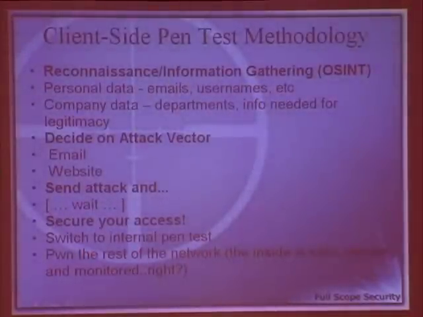So what we propose in this client-side pen test methodology is we do a lot more upfront, a lot more reconnaissance, a lot more information gathering. We use open source tools like Maltego to grab as much information as possible about your organization so that we can generate a very targeted attack against the right people. We decide on that attack vector, whether it's an email or standing up a malicious website, send our attack, and wait for someone to open the email.